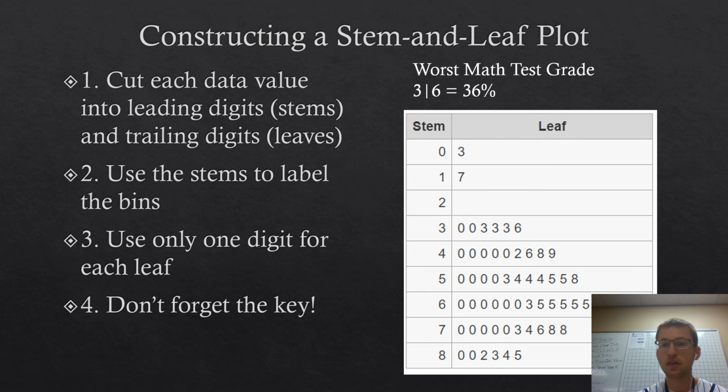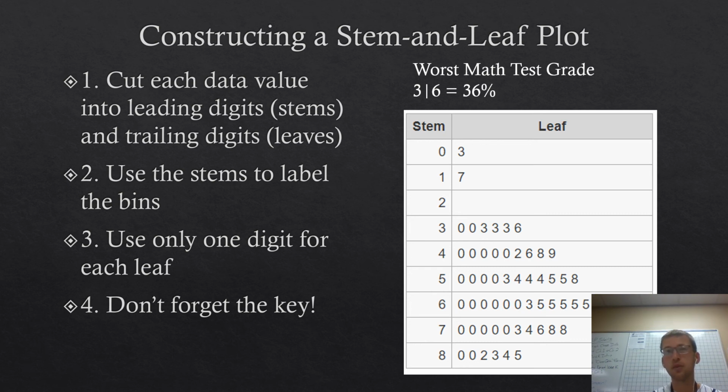So let's look at this example of how to create a stem and leaf plot. Now, histograms you'll not have to make by hand, but stem and leaf plots, because they're used for smaller data sets, you may have to. So the first thing you want to do, if we're looking at the worst test grade that you've ever gotten on a math test, is start by cutting each data value into leading digits, which we call stems, and trailing digits, which we call leaves.